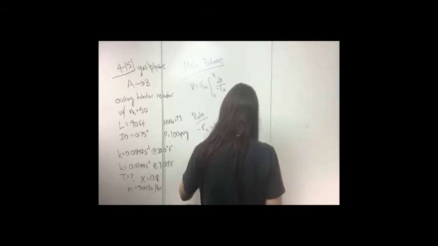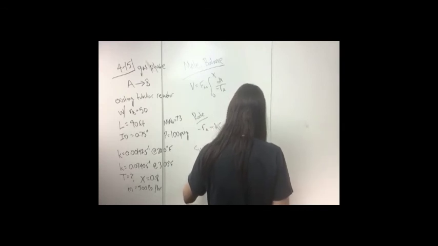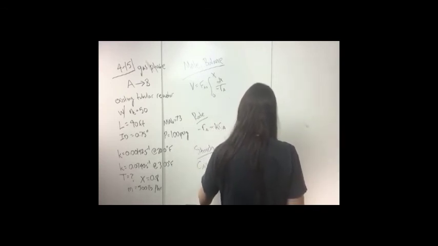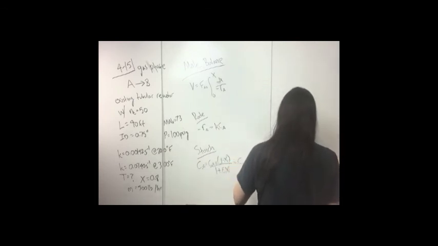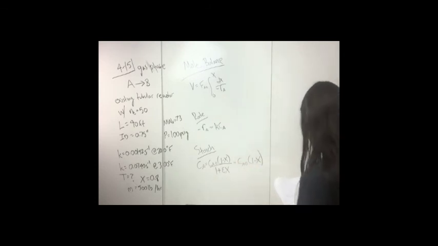Next is the stoichiometry, and this is gas, so CA is equal to CA naught (1 minus x) over (1 plus epsilon x), and epsilon is 0, so this is CA naught (1 minus x).